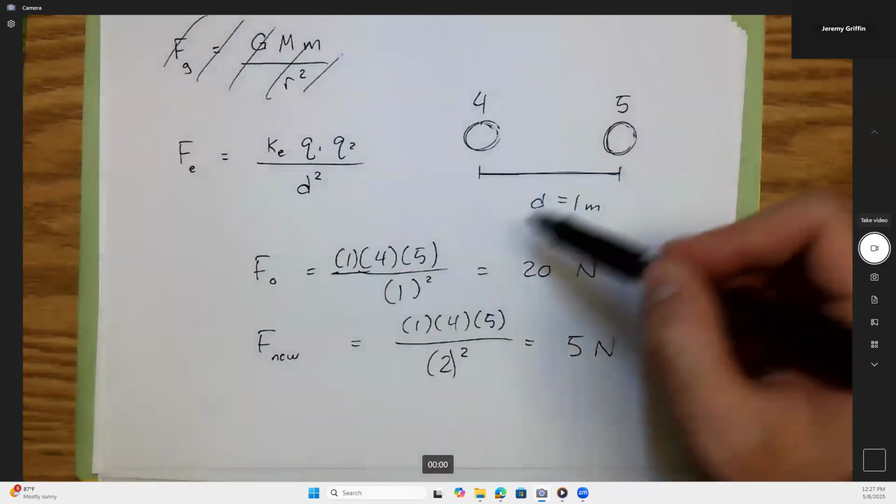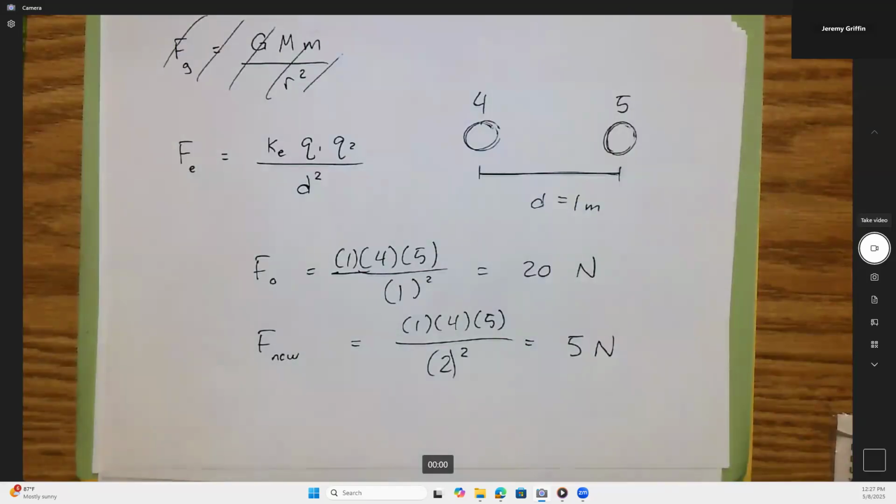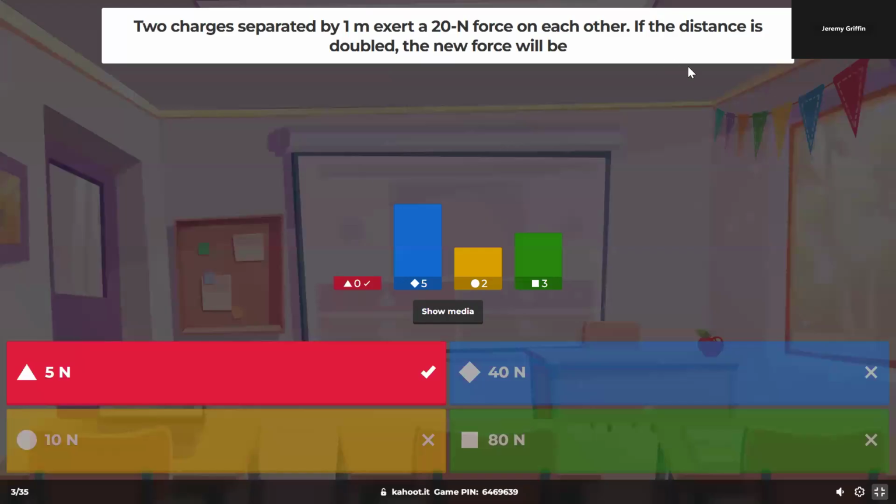So whatever the original force is, you just divide by 9 if it's 3 times the distance. Okay, can you navigate an inverse square relationship? Pretty good? All right. Good deal.